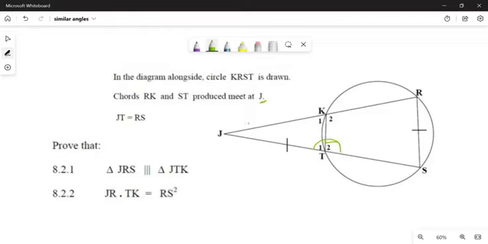And then at the same time, we are told JT is equal to RS. Now, this is going to be equal to this one. That's what they are also saying to us.